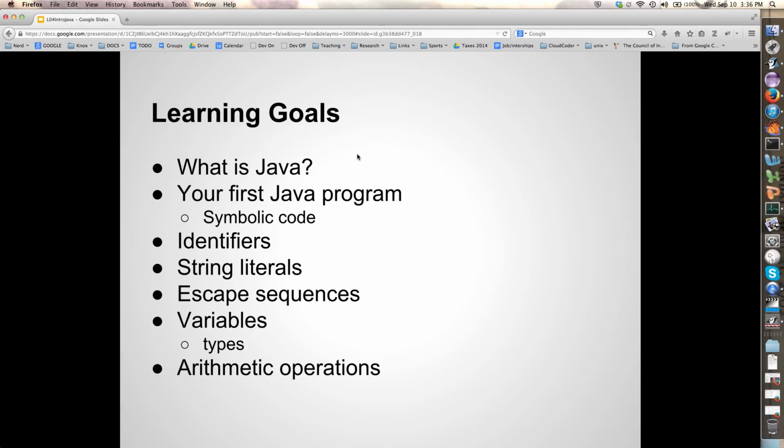What is Java? Your first Java programmer, and then a number of details about Java-related stuff: identifiers, string literals, escape sequences, things like that.